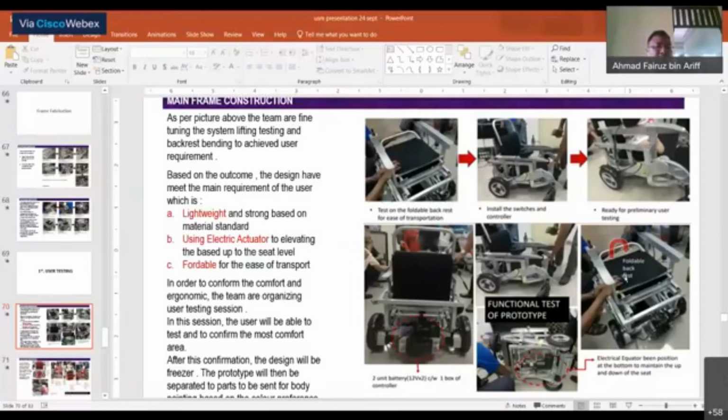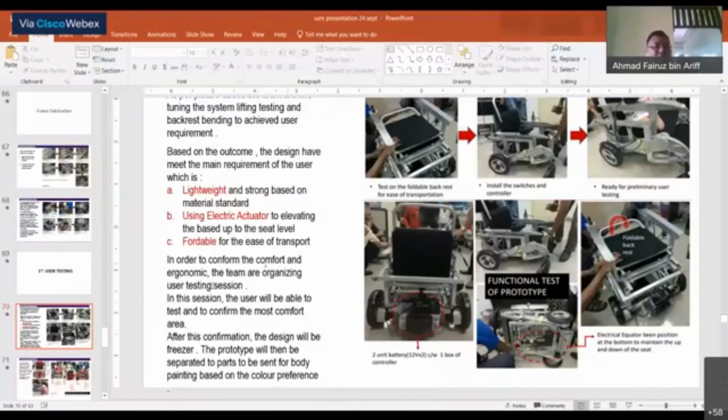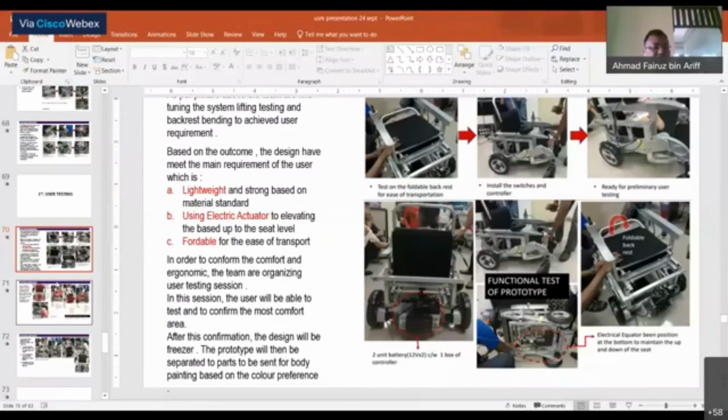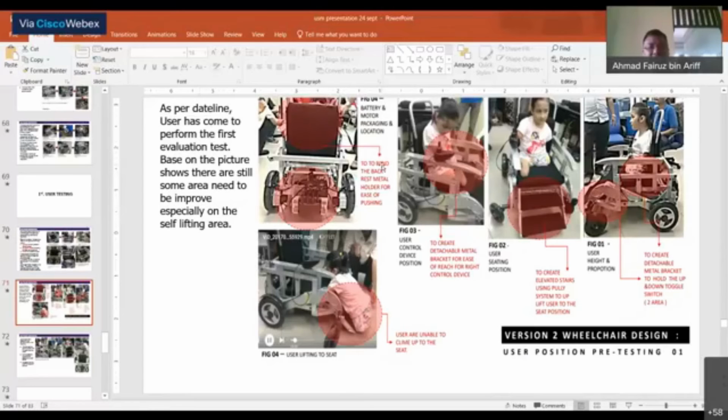Okay. In order to confirm the comfort of ergonomics, the team are organizing user testing session. In this session, the user will be able to test and confirm the most comfortable area. After this confirmation, the design will be frozen. Prototype will then be separated into parts and sent for body painting based on the color preference. Okay, so this is the user testing.